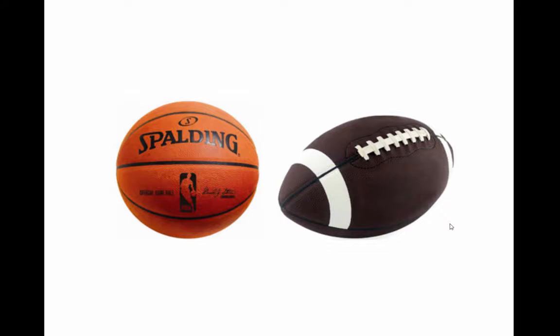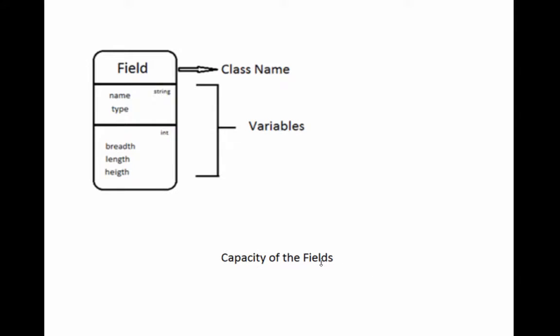in another project. We are going to make an example about fields. One is a basketball field and another is a football field. And we are going to calculate their capacities. Okay, I prepared a diagram for this one. We are going to have a class named field, and we are going to have 5 variables in it, which are name, type as a string, and breadth, length, height as an int.